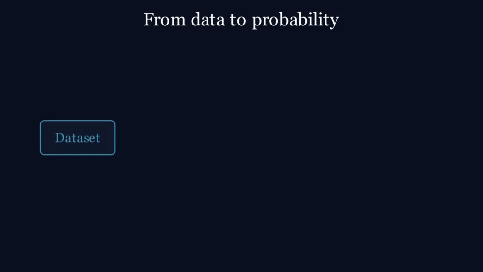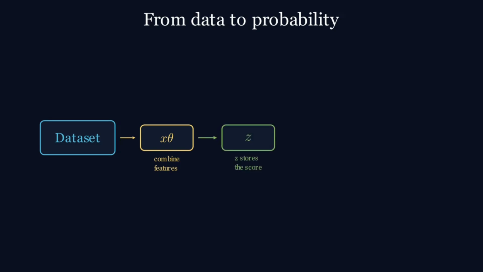So let's put everything together. Our robot sees a cell, a radius, a texture, smoothness, and dozens of other measurements. Each feature gets multiplied by its own weight. Some features matter more and some features matter less. Add everything together and we get a score z. A large score means the cell looks suspicious. A large negative score means the cell looks harmless. But a score isn't a probability. So we pass it through the sigmoid, and suddenly out comes something we can actually interpret.